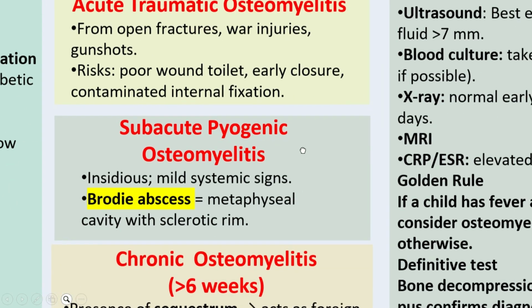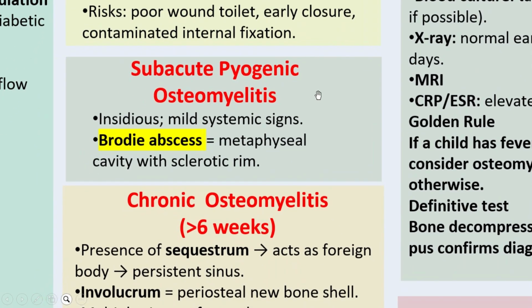Then subacute pyogenic osteomyelitis. This is when we have a disease with bacteria associated. The organism is slow, and then we end up with what we call a Brodie's abscess. Because the inflammation is slow, the body is going to form a sclerotic rim to try and contain it. And that is what we call a Brodie's abscess.